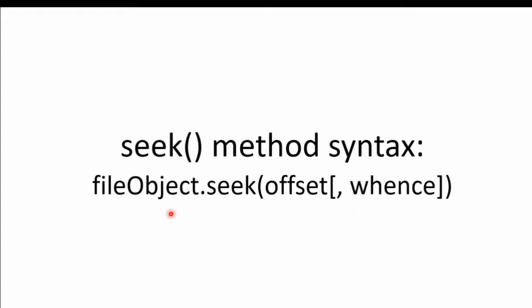So if we use the seek method and type only the offset, it will take the default value for the whence, which is 0, and which means absolute file positioning. So it will give the method the position with respect to the beginning of the file. But if we add the whence parameter, it can also have two other values, 1 and 2.